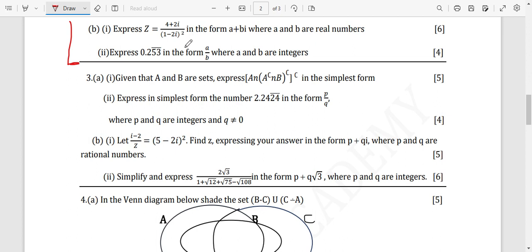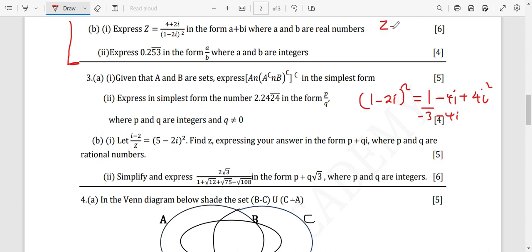Express z, which is equal to 4 plus 2i over 1 minus 2i squared, in the form a plus bi. Now first work out the denominator, which is 1 minus 2i squared. Get the 1, you square it, that will be 1. And then 2 times 1 times negative 2i, that will be negative 4i. Then get the negative 2i squared, that will give you positive 4i squared. But you know i squared is negative 1, so that will be negative 4. So 1 minus 4 is negative 3 minus 4i.